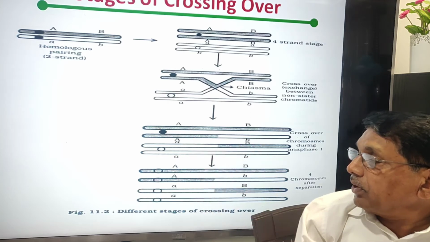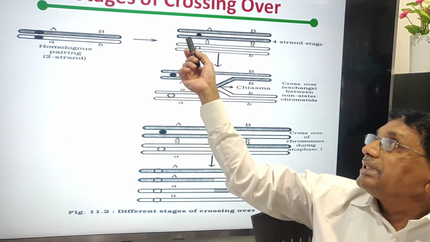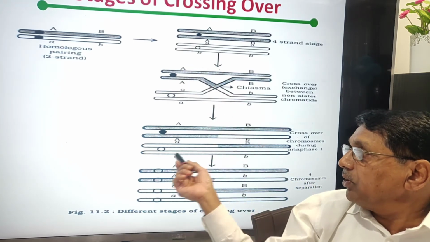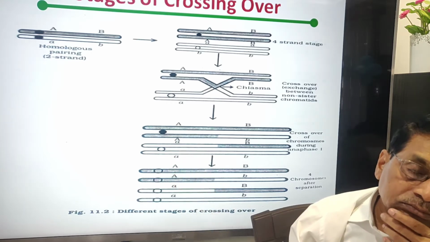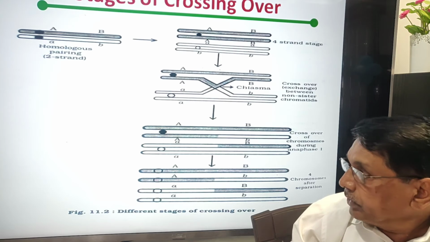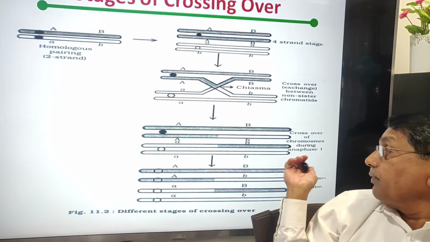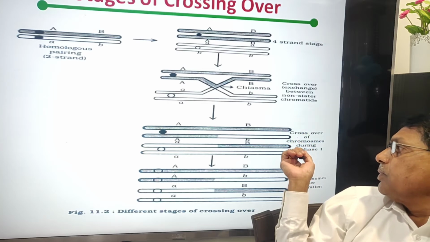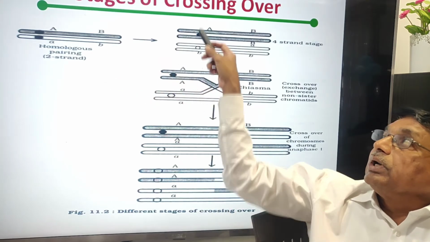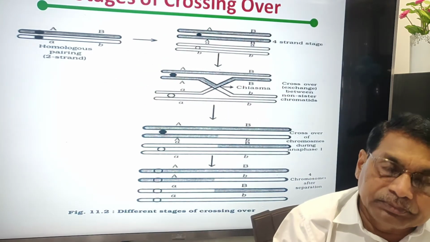Now, after crossing over, the situation is like this. This is normal, but this has got a new piece, small b. This has got small a. This is in diplotene. Then here you can see chromosomal separation after crossing over of chromosomes during anaphase 1. So this is the mechanism of simple crossing over.